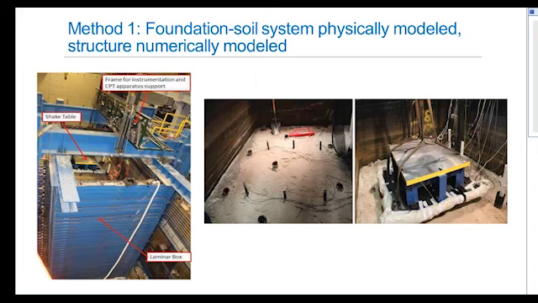Here are some pictures from the experiment. So we have this laminar box and the shaking table on top of the whole foundation system. This is the foundation system before the shaking table was placed on it. It was instrumented. All 6 piles were embedded in the soil, and here is the placement of the shaking table on top of the foundation system.